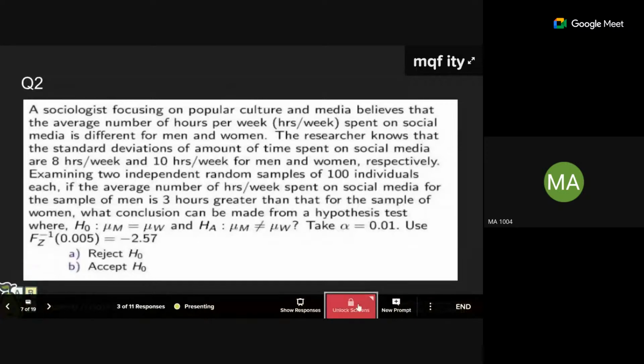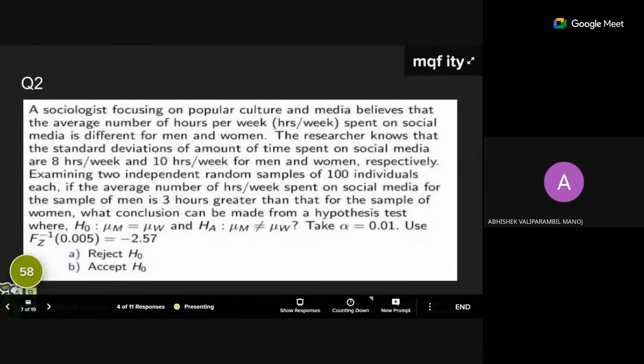Is it done or should I increase the time? Increase the time.